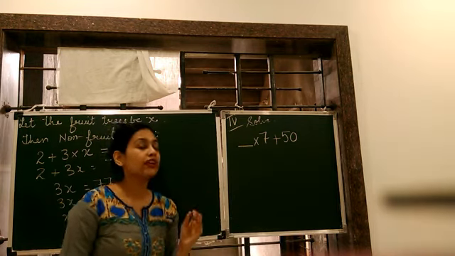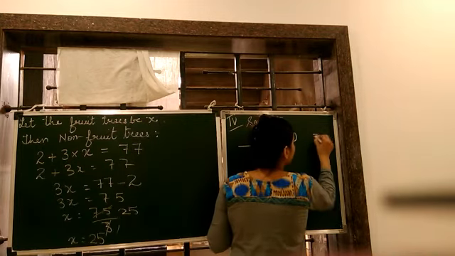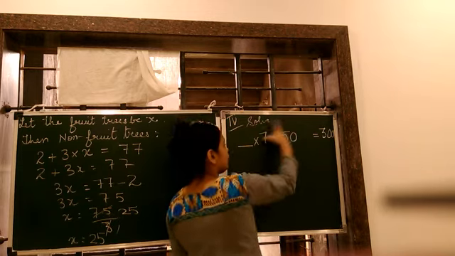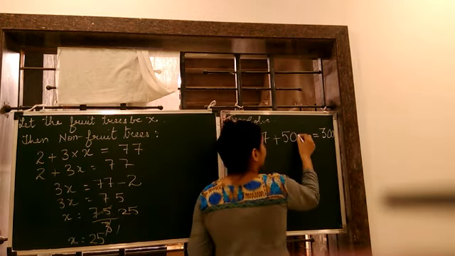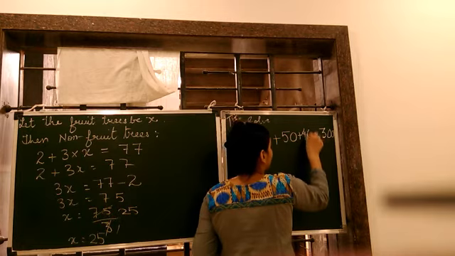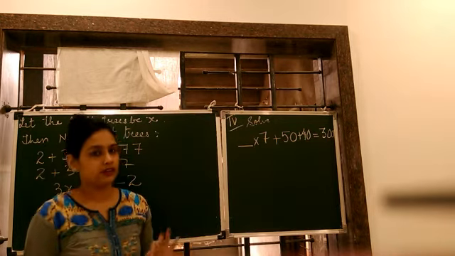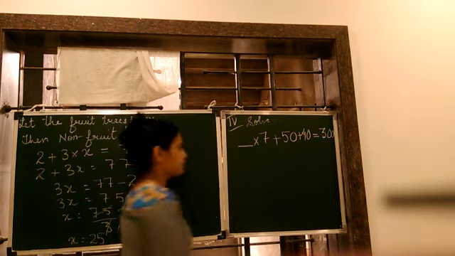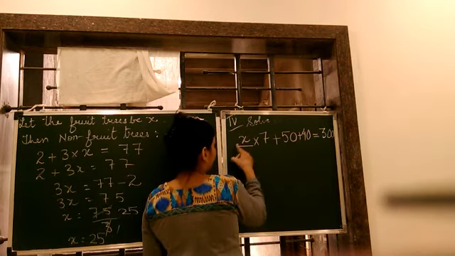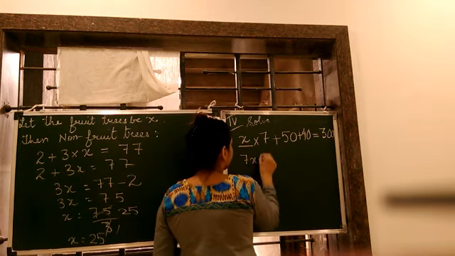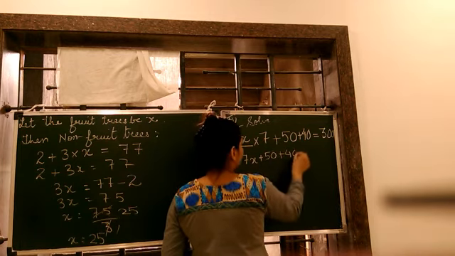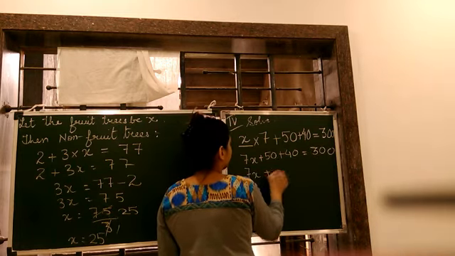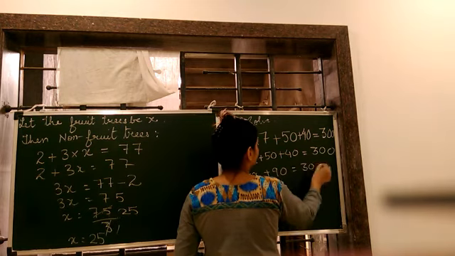What is said? To reach a triple century means all this is equal to 300 when you need a 40 over here. Got it? So this is your equation. Let this I be x. Then x into 7, 7x plus 50 plus 40 is equal to 300. This becomes 90. 7x plus 90 is equal to 300.